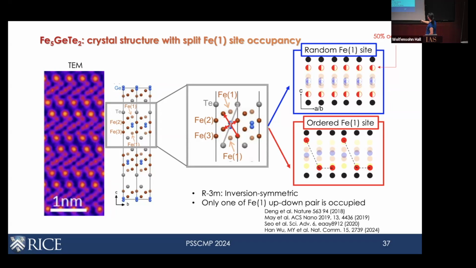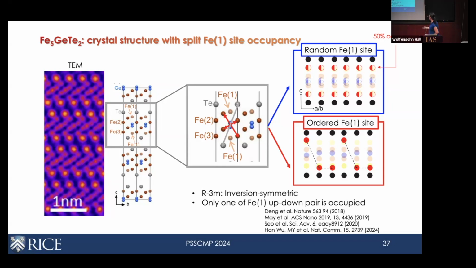Or the crystal can find a stable structure where it chooses to occupy the site in a correlated fashion. So it occupies the up, down, down pattern, and so on and so forth. So inversion symmetry is broken, and there's a superlattice associated with this.